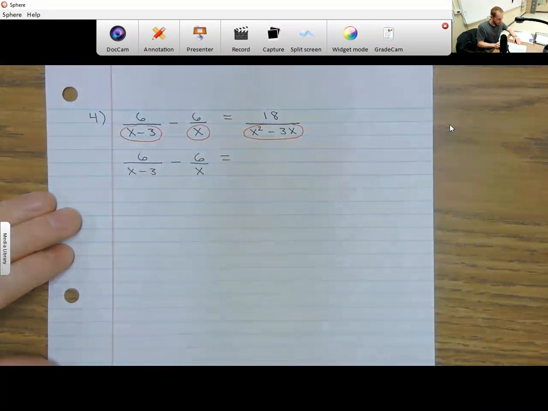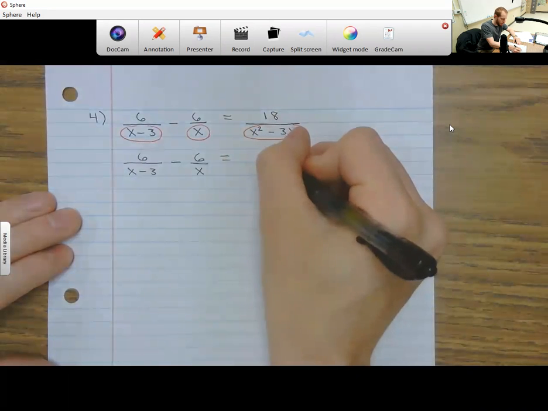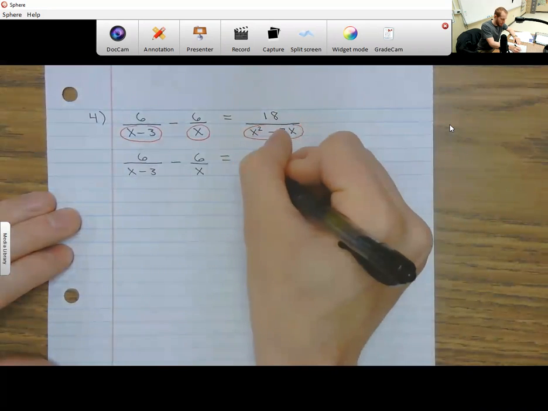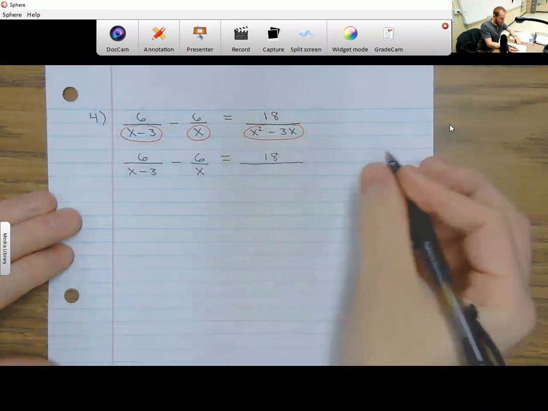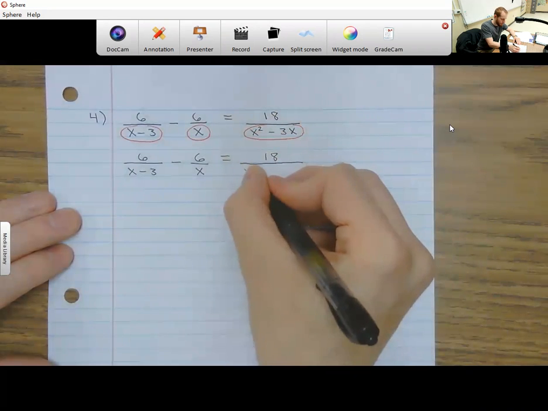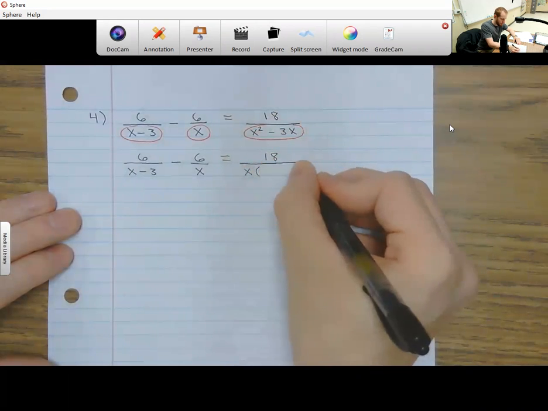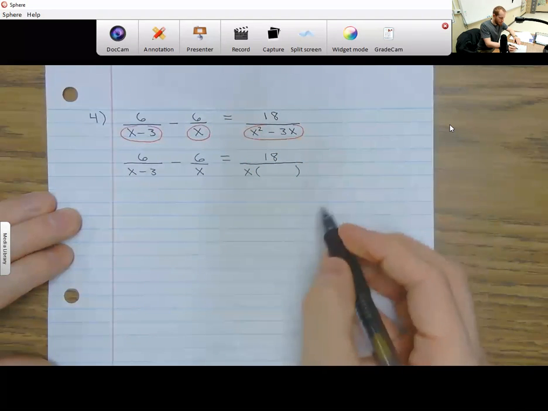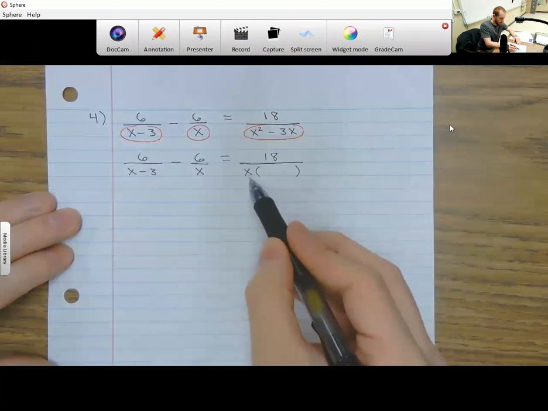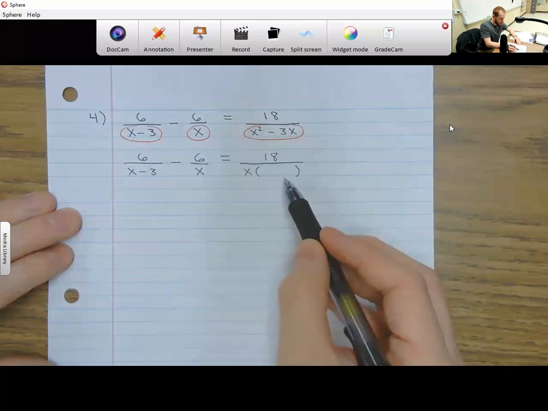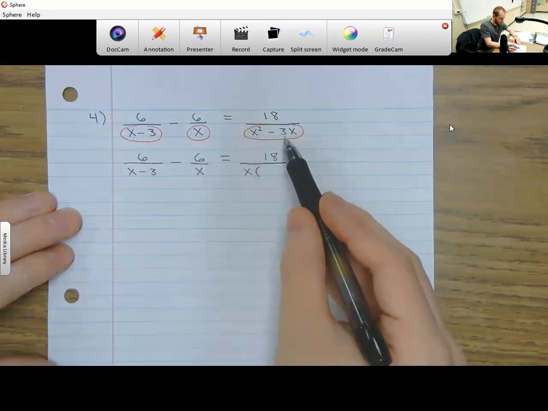On the other side, I have an 18 on top. And then I can factor the bottom as x times what? What would I be left with if I took out an x? I would be left with x minus 3.